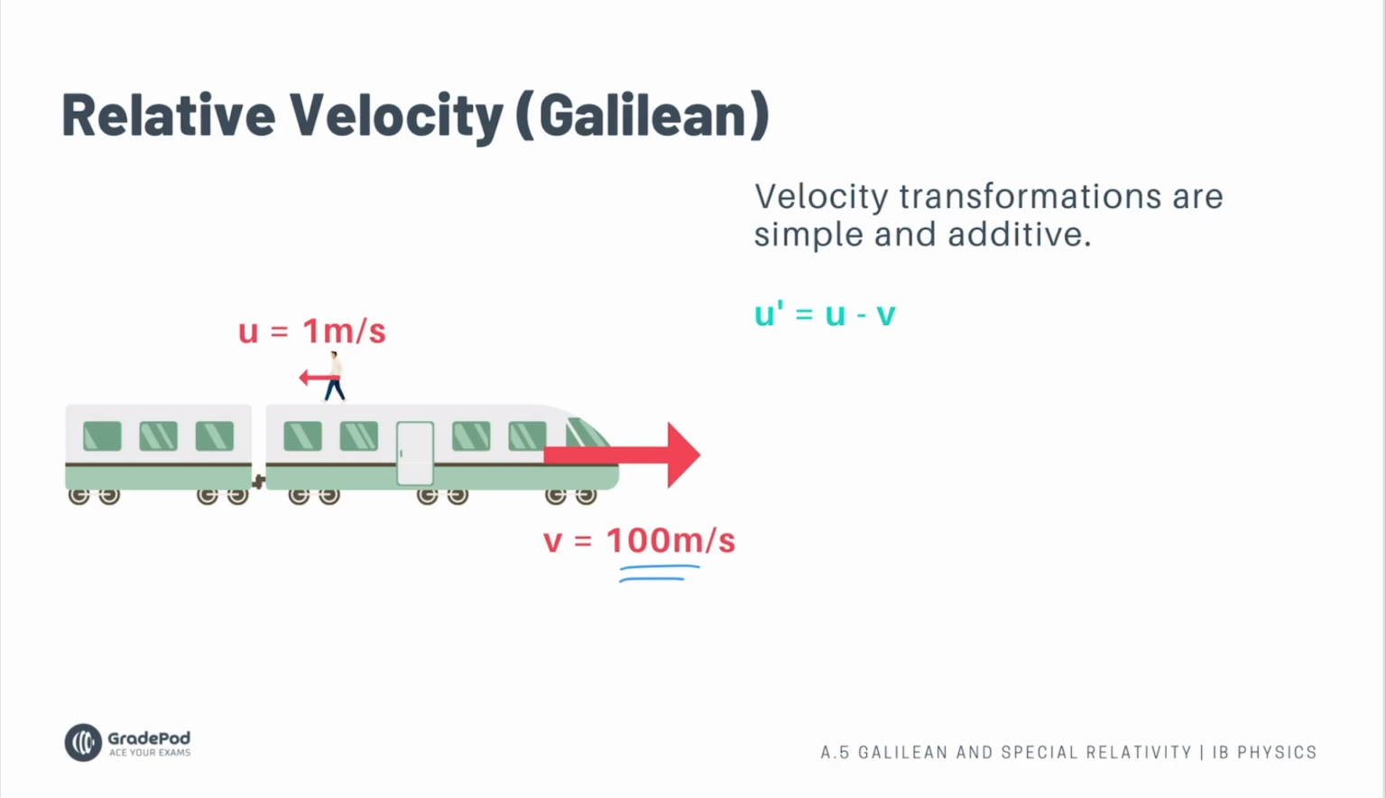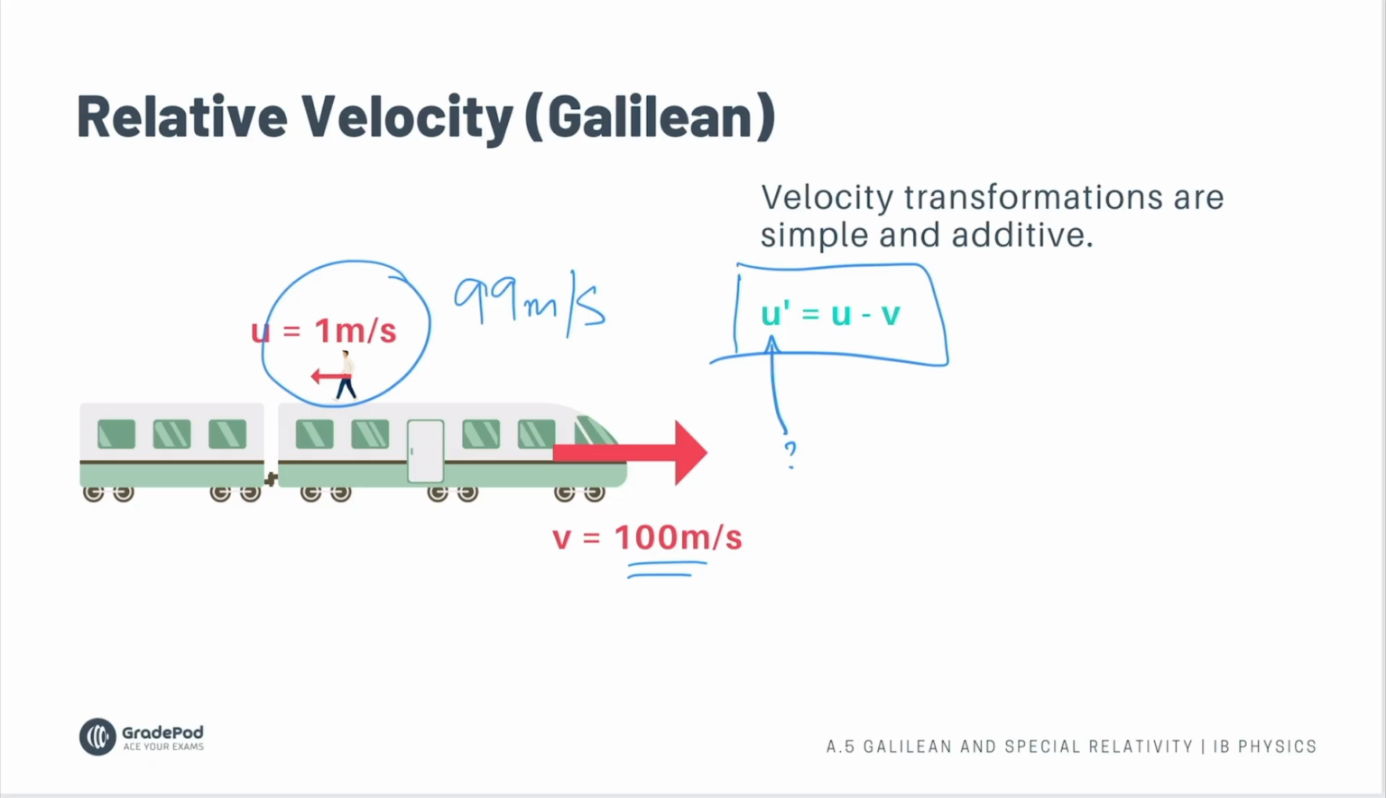We, watching this train, would see this person moving at 99 metres per second. And that's what this simple additive or subtractive formula is. If the guy was moving this way at 1 metre per second, then u dash would be 101 metres per second. Don't overthink it. Remember what I said at the start.